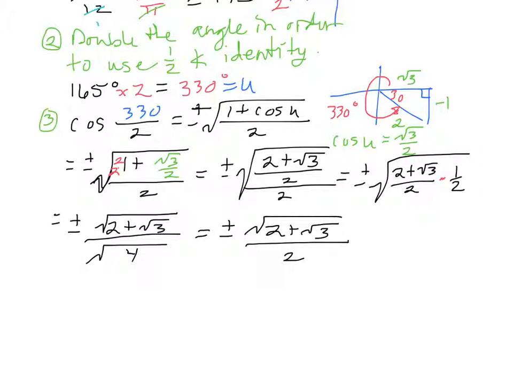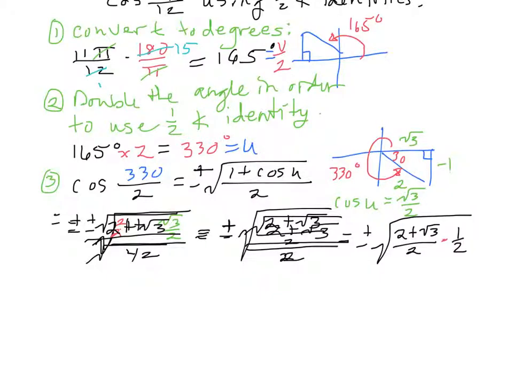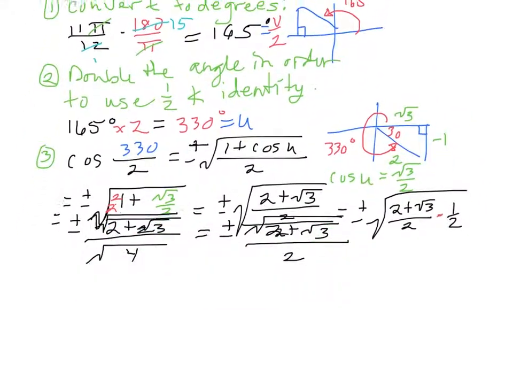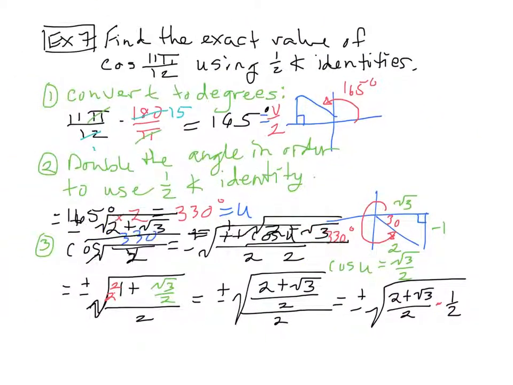Now, that's almost our answer. But you have to make a choice. Is it positive or negative? Look at where your half angle is. So let's go back up here. Look at where our half angle is. Our half angle is in quadrant 2. What is the sign of cosine in quadrant 2? Negative. It's negative.